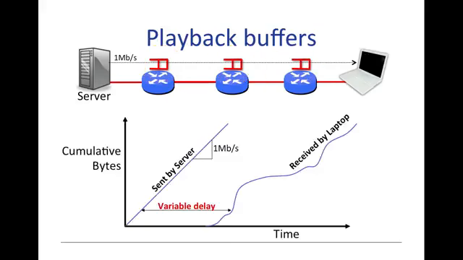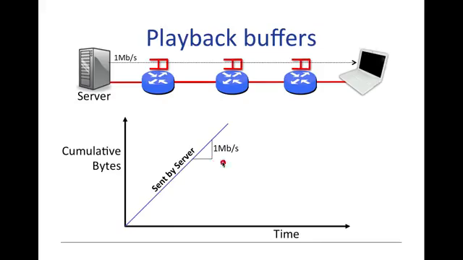So let's look at a graph of what this might look like. This graph shows the cumulative number of bytes sent by the server as a function of time. Because it's sending at a fixed rate of 1 megabit per second, the line is straight. The cumulative number of bits or bytes that it sent as a function of time is a straight line. And so after 1 second, it will have sent a megabit, a million bits, and after 10 seconds, it will have sent 10 million bits.